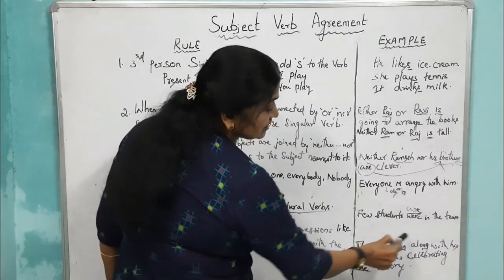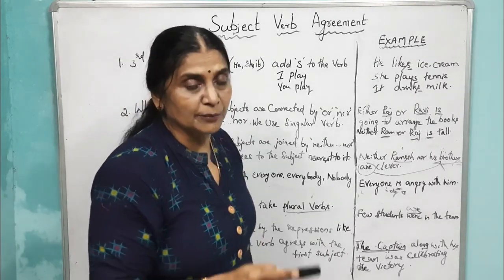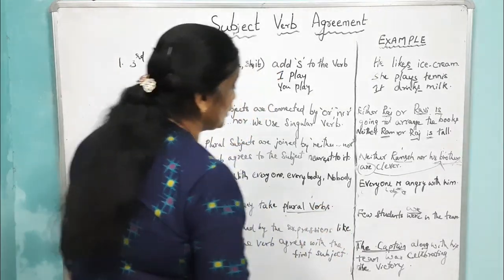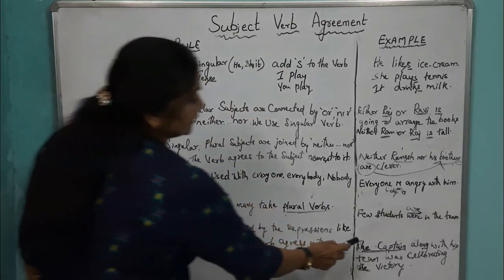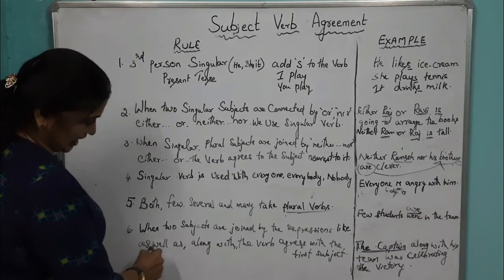Suppose the first subject is plural, we have to use the plural verb. Then only there will be subject-verb agreement. Okay. So here, the captain along with. Instead of along with, you can use as well as.